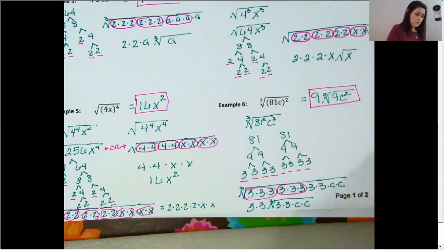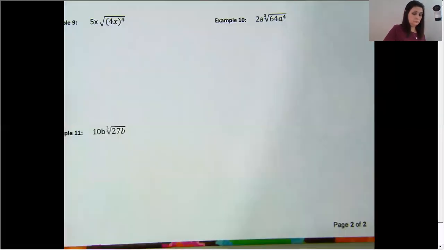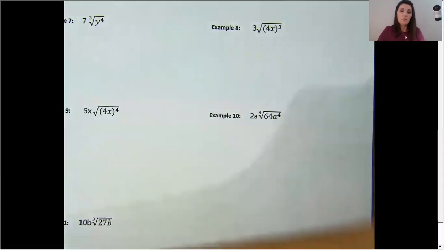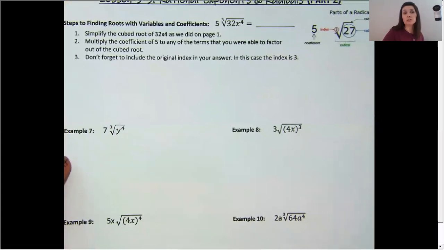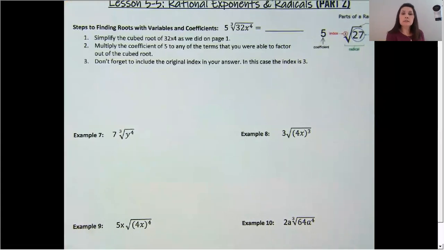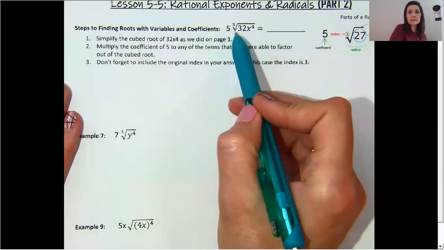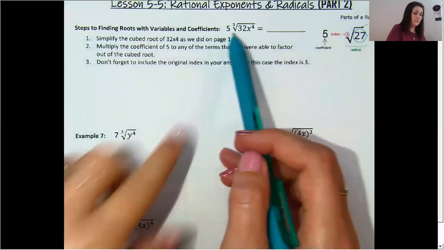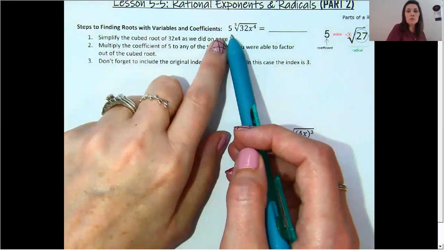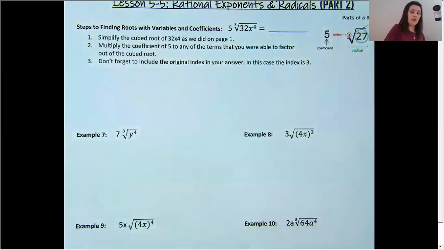Okay, moving on to page 2. We are now going to add one additional step, and that is we're adding coefficients to the outside of your radical. The only difference is that now you have to multiply that coefficient by whatever you factor out of the radical. So let's look at this first example. Notice I have the exact same problem as I did on the first page. The only difference is that I have added a coefficient of 5. So the steps are the same, you just have one final step at the end.